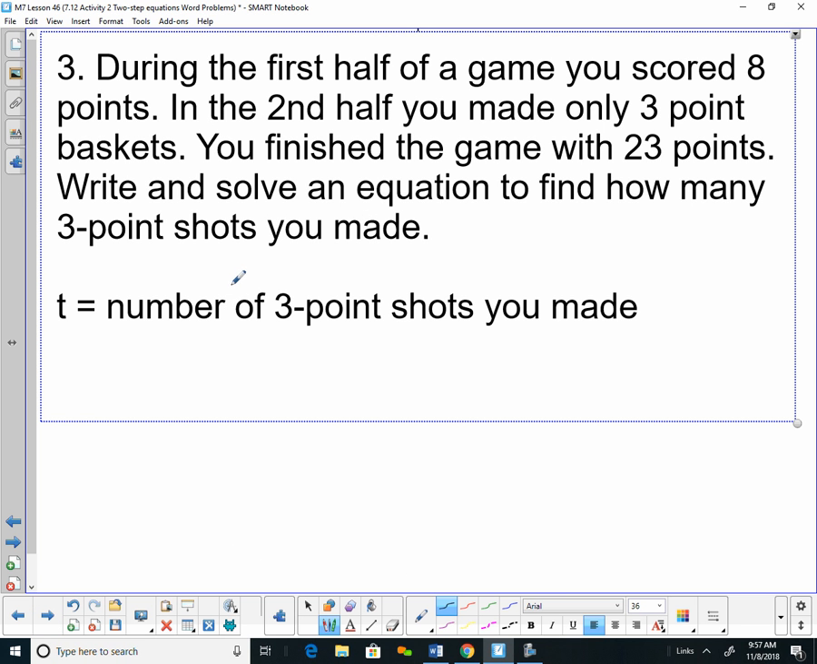During the first half of the game, you scored 8 points. In the second half, you made only 3-point baskets. You finished the game with 23 points. Write and solve an equation to find how many 3-pointers you made. Let T equal the number of 3-point shots.